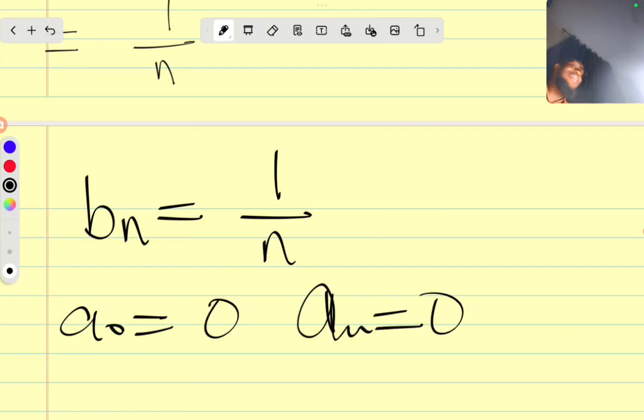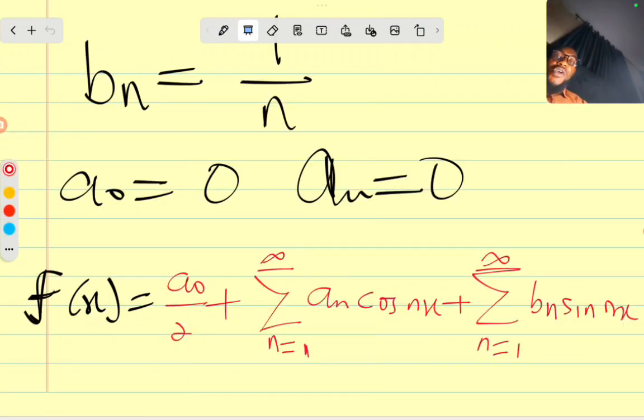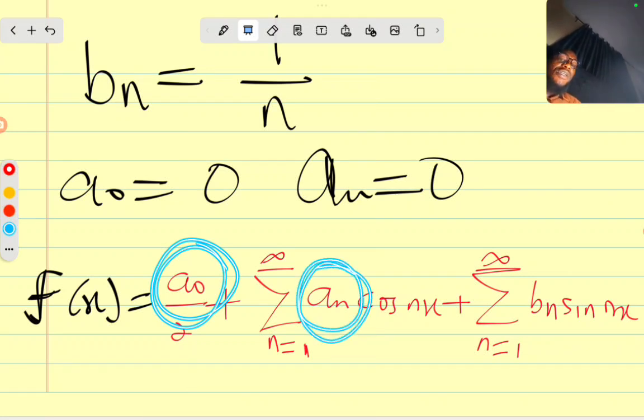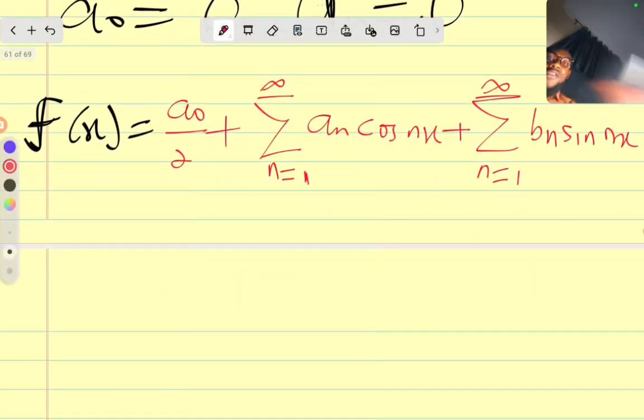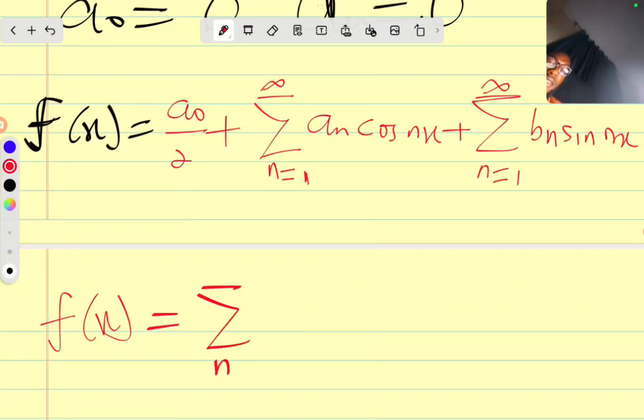Now let me write out the Fourier series formula that we have now. And you should recall that the value of our an is 0, and the value of our a naught is 0. If I put 0 here, it will turn everything here to 0. This one also turns to 0. So what are you left with? Only left with this guy. So therefore, the Fourier series part that we'll be using, which is for an odd function, is the summation as n goes from 1 to infinity of bn sine nx.